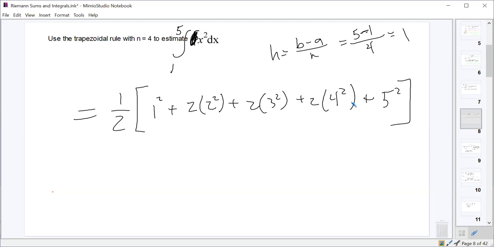42. Does that sound good to everybody? Do you all agree with that? 42, sure. Cool. Everyone's good, no questions, no issues. Everyone feels all right about the trapezoidal rule?